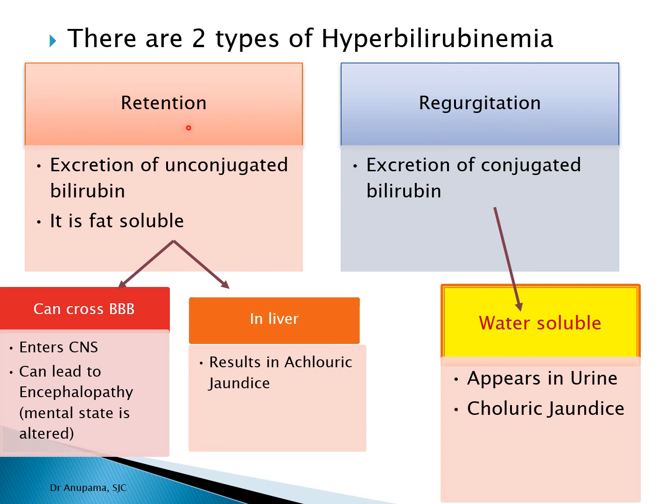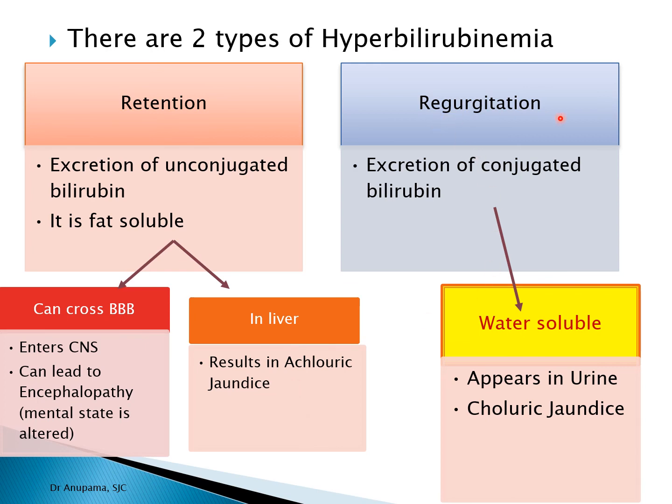The retention one is because of the retention of unconjugated bilirubin. We know that unconjugated bilirubin is fat soluble. So this fat soluble form can cross the blood brain barrier, enter the central nervous system, and it can lead to encephalopathy, which means the mental state will be altered. Now this can also enter into the liver, and it can result in acholuric jaundice.